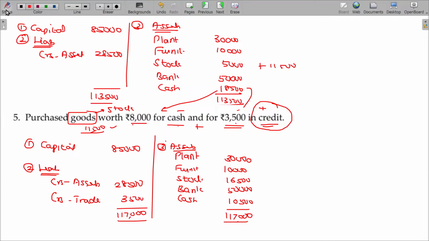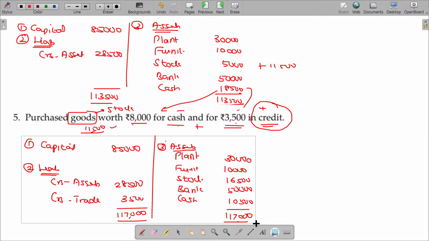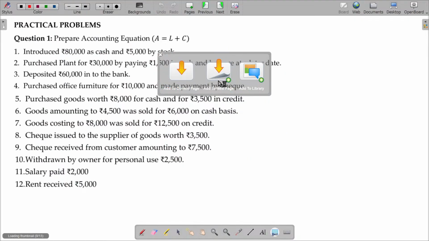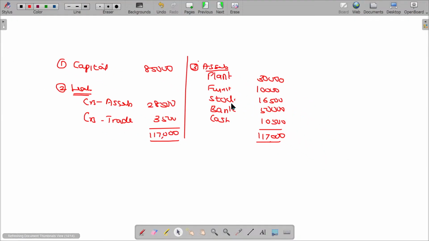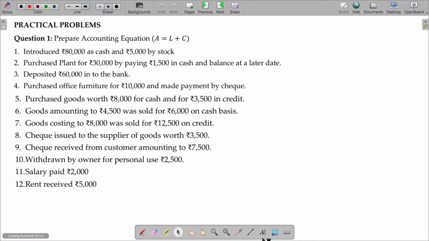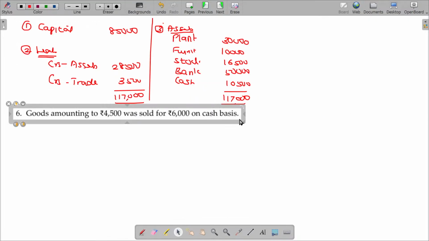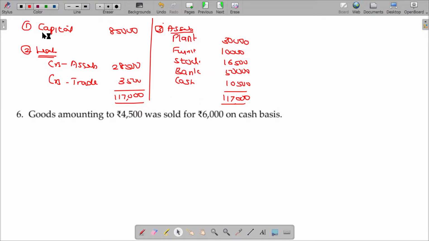Now let's move on to the next one. This is the start of the next transaction, transaction number 6. What happens in the accounting equation after this transaction?